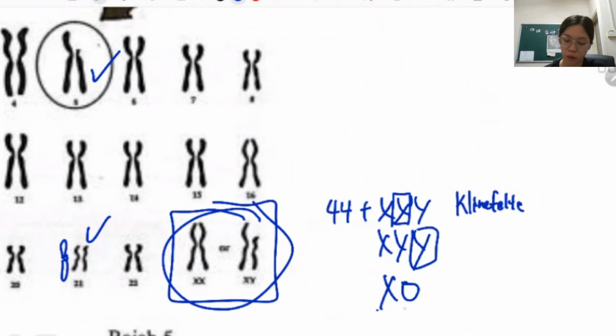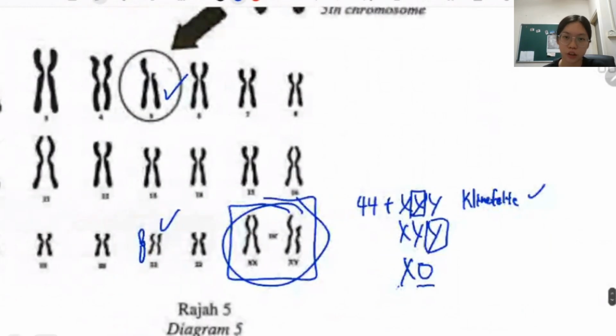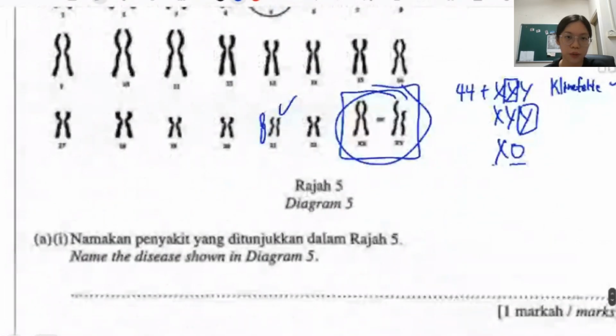Then this one, it lacks one X. So this female doesn't have developed female characteristics, while Klinefelter doesn't have developed male secondary sexual characteristics.